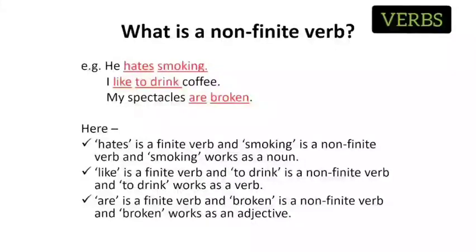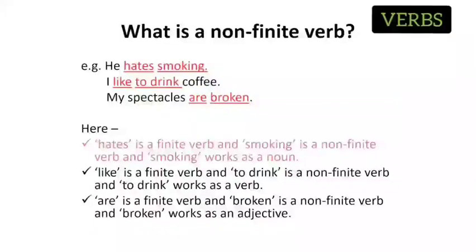And broken works as an adjective. This is showing the condition of the spectacles. So here we can easily understand these sound like verbs, smoking, drink or broken. Obviously they sound like verbs, but they are non-finite since they don't change. I like to drink coffee. I liked to drink coffee. In past tense also it will remain the same. He hates smoking. He hated smoking. It will remain the same.